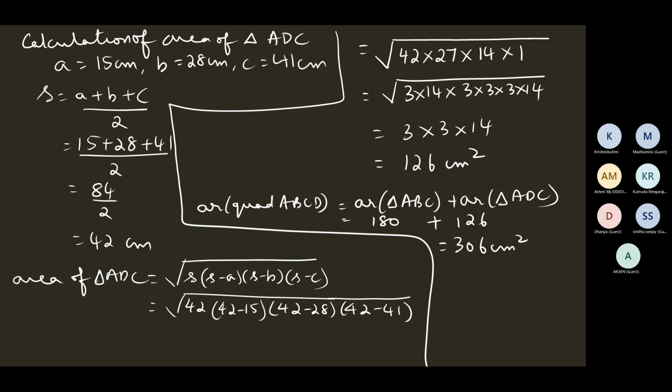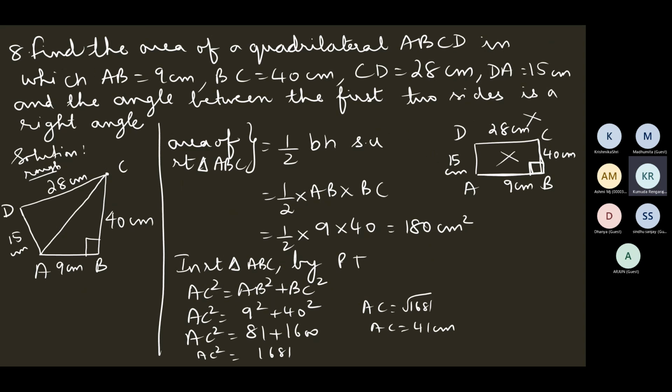Yes, ma'am. So children, it's very important to make the diagram. Remember, the angle between the first two sides is a right angle. If PQRS is the quadrilateral, the first two sides are PQ and QR. Write down all the sides: PQ, QR, RS, and SP. If the angle between the first two sides is the right angle, then angle PQR is 90.